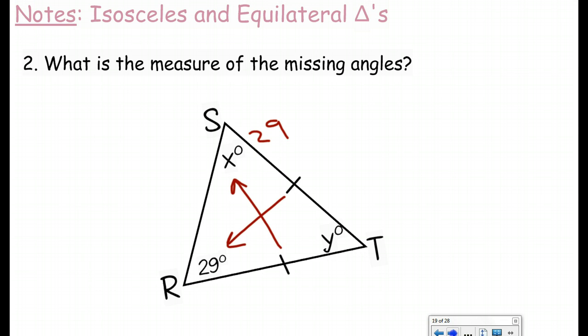X is 29. Do you know why it's 29? If two sides are congruent, the angles opposite the sides are congruent. This angle is the same as this angle. Across from a tick mark, across from a tick mark. That is 29. Now you need to add those up.